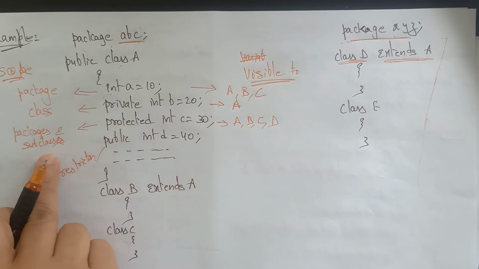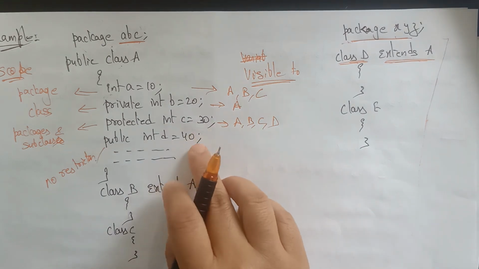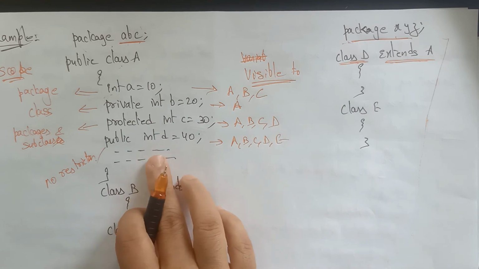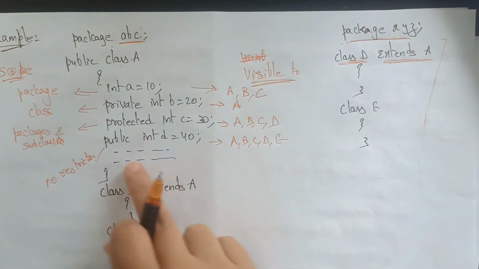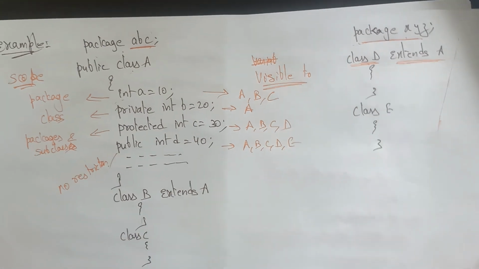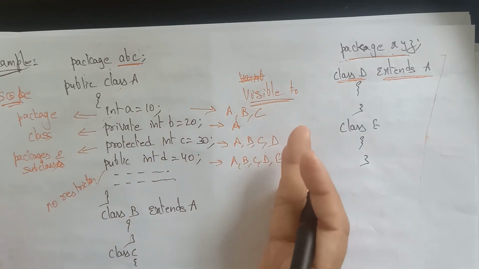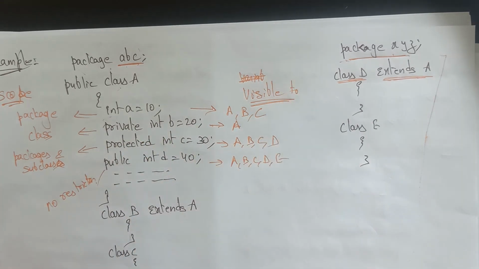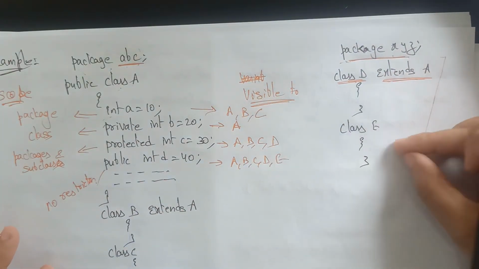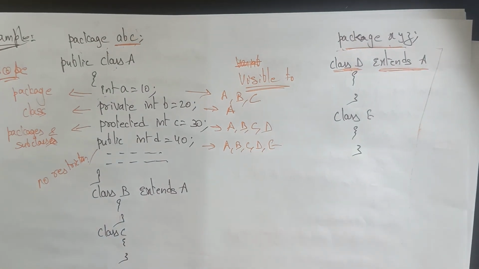Subclasses can be outside the package also. And this is visible to A, B, C, D, E, all, within the package and outside the package, because it is public. There is no restriction. So this is about the scope and visibility of a program. If you declare it as private, what is the scope, and if it is declared so, to which classes it is visible. I had written ABC as one package and XYZ, D, E in another package, but D extends A. So this example will clarify every doubt.